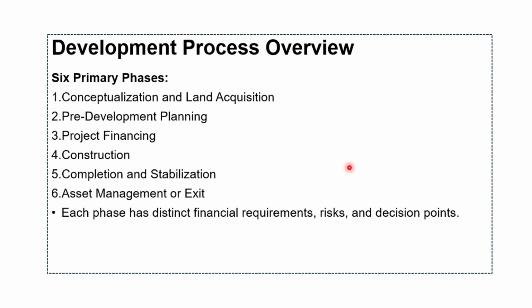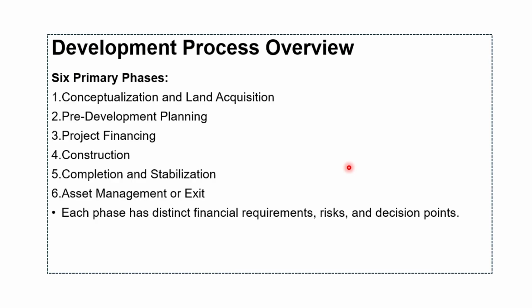First we have conceptualization and land acquisition. In that we have pre-development planning. We have then project financing. Then we are looking at construction. Then we are looking at completion and stabilization, and then we are looking at asset management or exit. So let's take these phases one by one and discuss them.